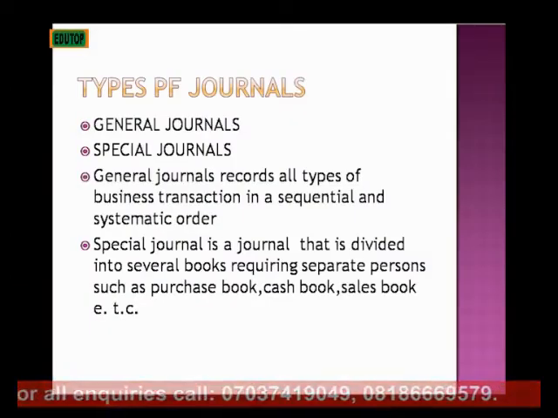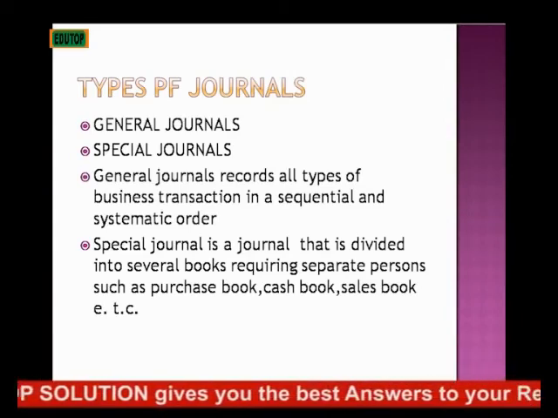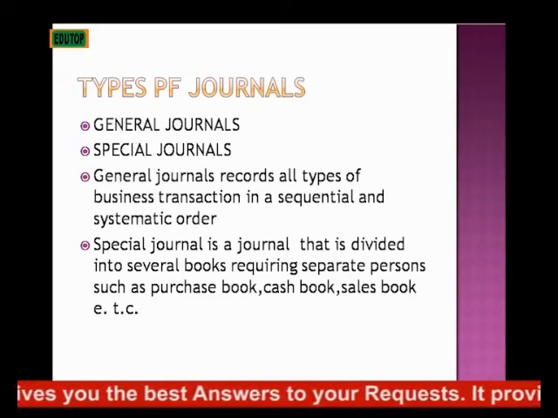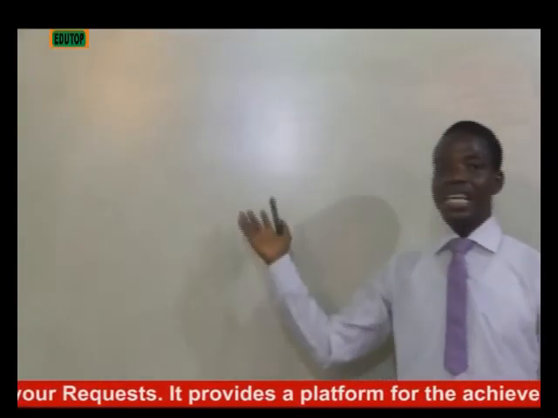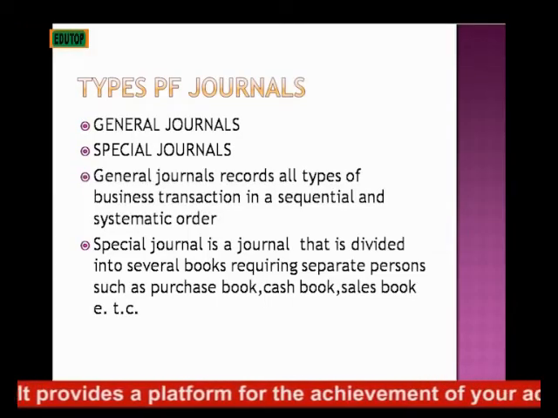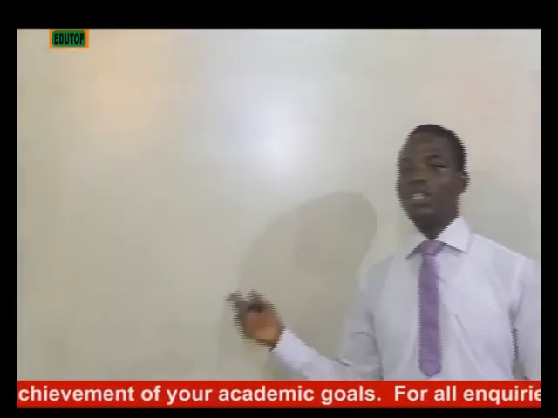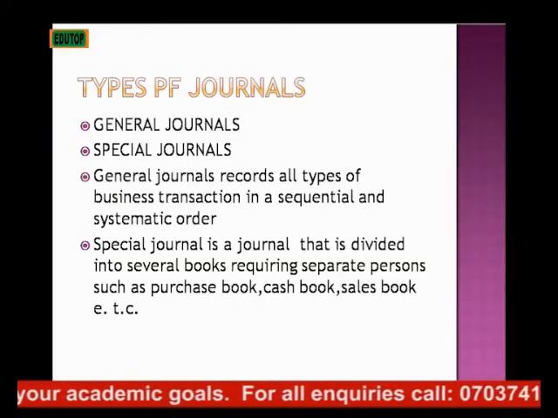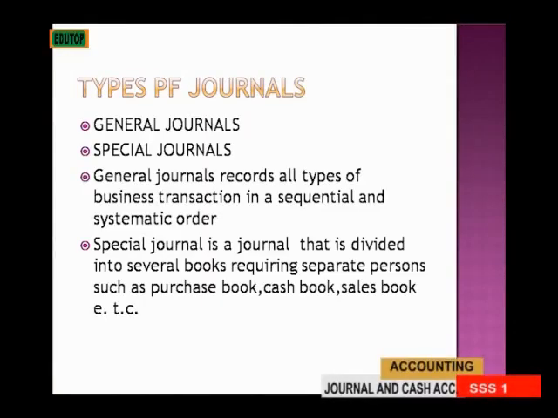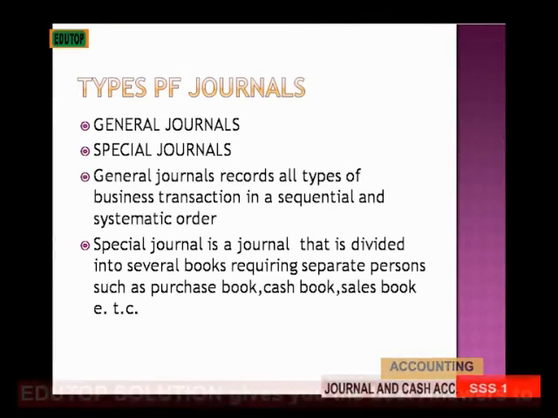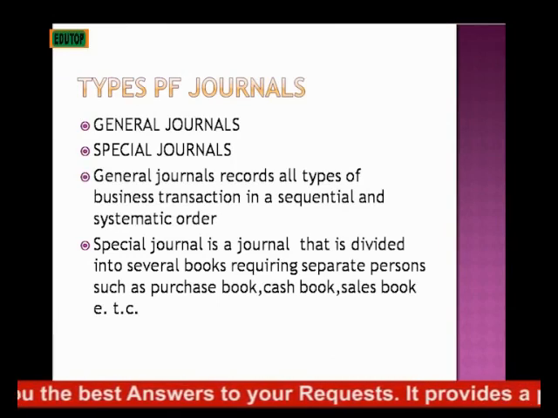We have the general journal. Like we said, it is the way you record transactions. It is the recording of all types of business transactions in a sequential and systematic order. That means you take it one after the other, like the illustration we took the other time. Under assets we have land and building, we have motor van, and we treat them in the journal. So the general journal can fit any business transaction, but the second one is the special journal. From the name, you can tell that a special journal is used for special accounts. It cannot just be posted in any account.